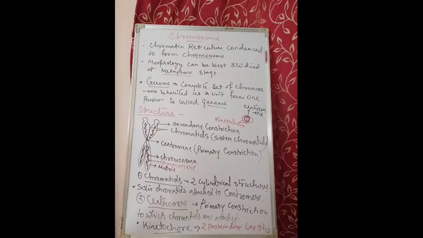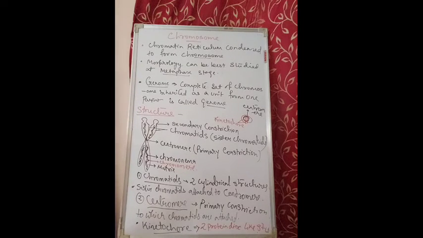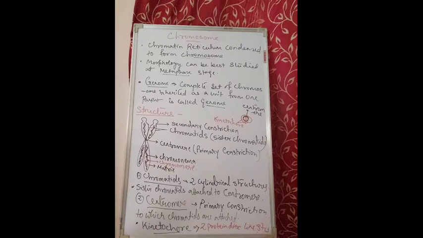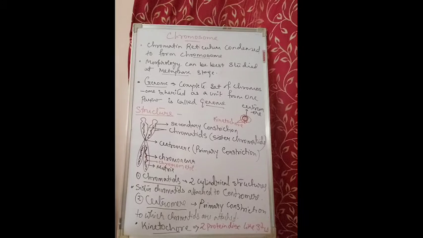Now next we see the structure of the chromosome. A chromosome mainly consists of 4 parts. The first part is known as the chromatid. These are the arms, known as chromatids. These are cylindrical structures which are attached at a certain point, known as the centromere. These chromatids actually consist of the genetic material.